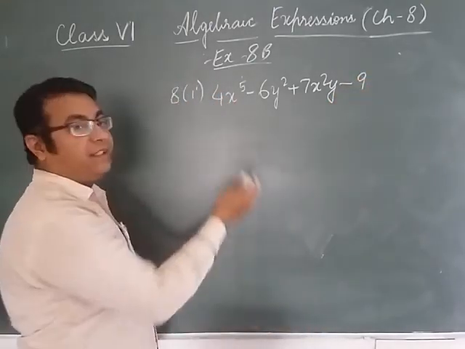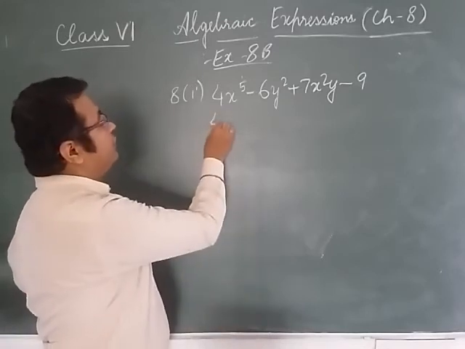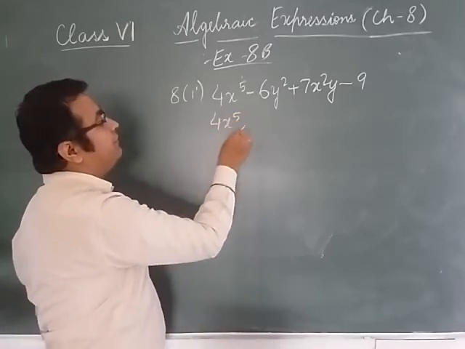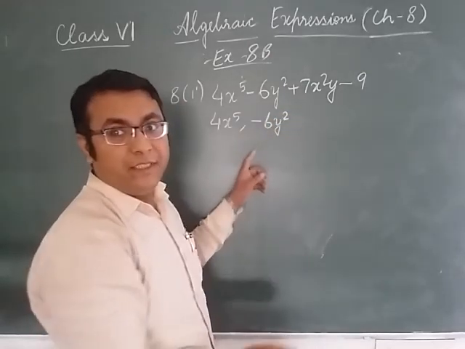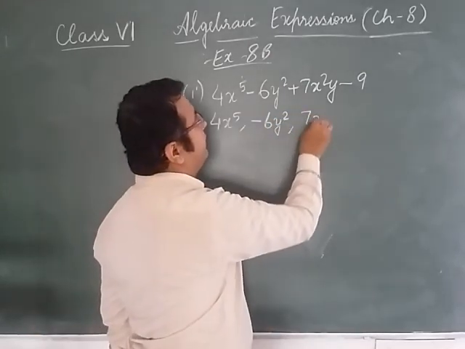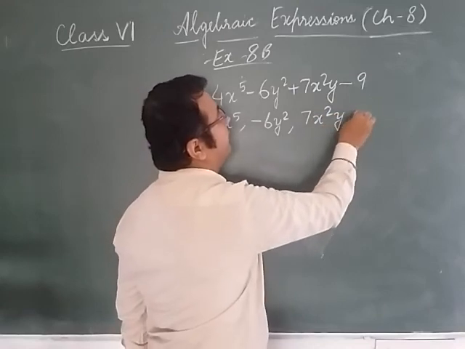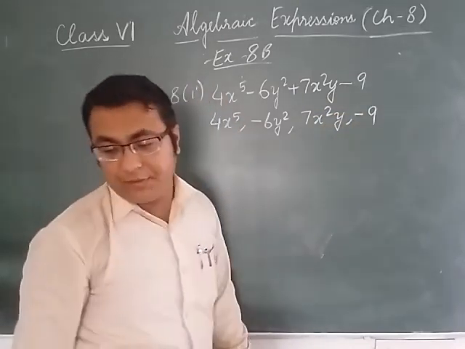So terms are separated using plus and minus signs. So first term will be 4x to the power 5. Next term will be minus 6y to the power 4. We will take the minus sign also here. Then 7x square y and minus 9. So it has 4 terms.